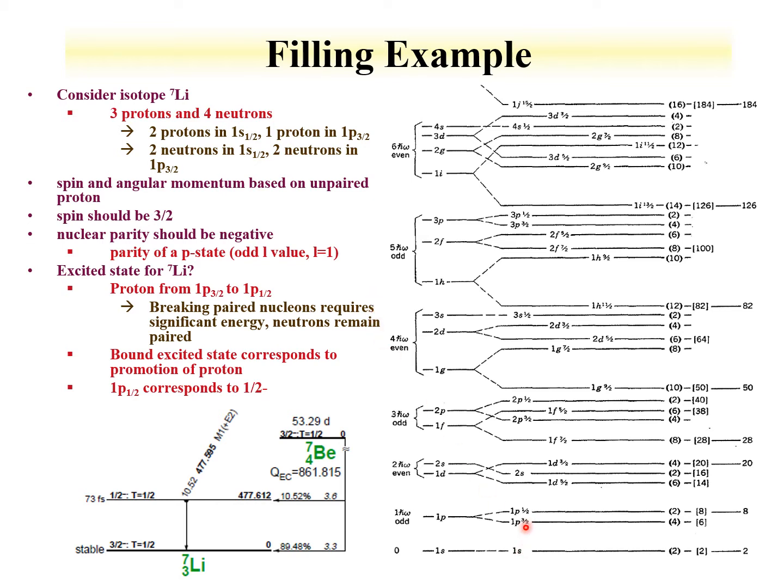So the unpaired nucleon would be living in this 1p 3/2. The next state up would be the 1p 1/2 state. We would expect the excited state of lithium-7 to have a spin and parity based upon the 1p 1/2. So the spin would be 1/2. The parity based upon the angular momentum p. It's an odd L, so it should be negative parity. We would predict that it would be 1/2 minus, and that is what we see. The excited state's 1/2 minus, and it correlates with the shell model.